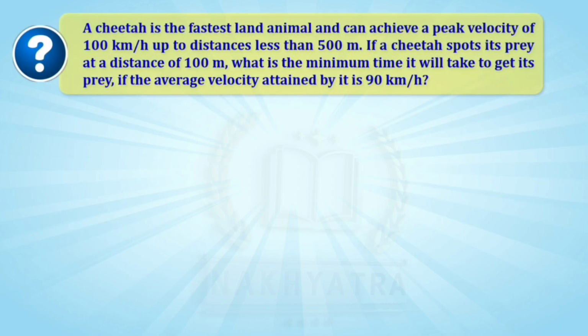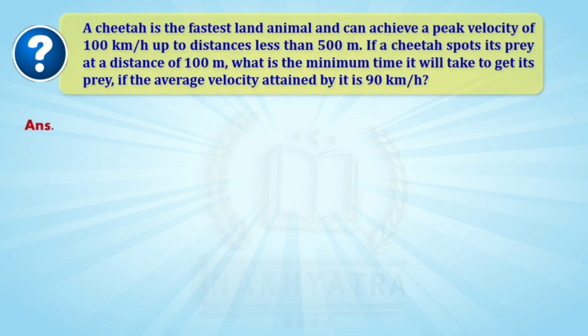Now see the last question of this lecture. A cheetah is the fastest land animal and can achieve a peak velocity of 100 km per hour up to distances less than 500 meter. If a cheetah spots its prey at a distance of 100 meter, what is the minimum time it will take to get its prey if the average velocity attained by it is 90 km per hour?